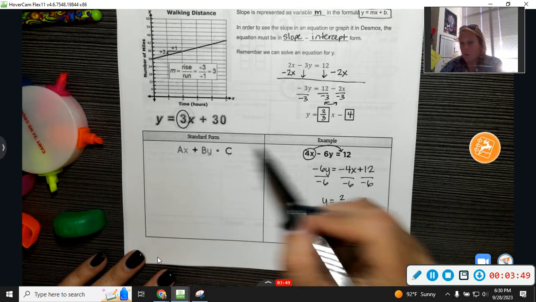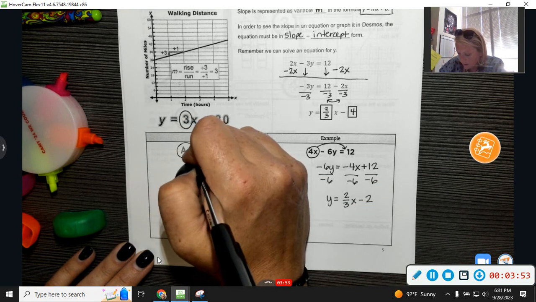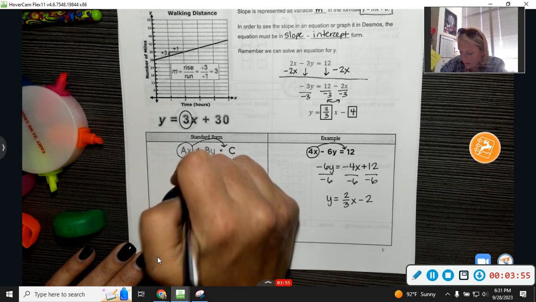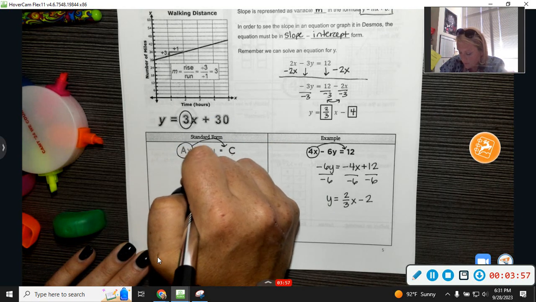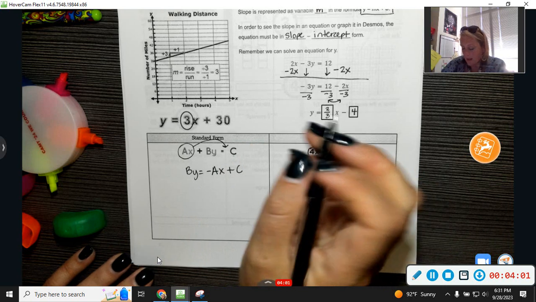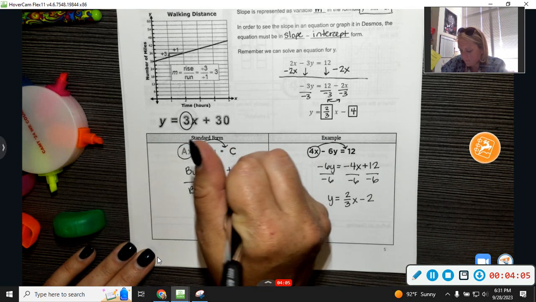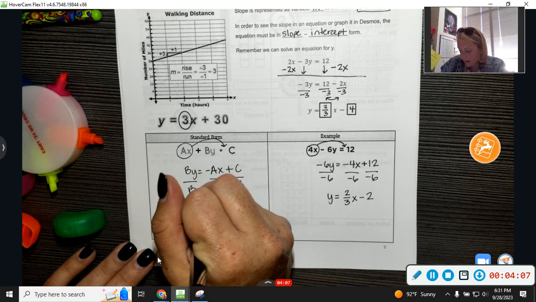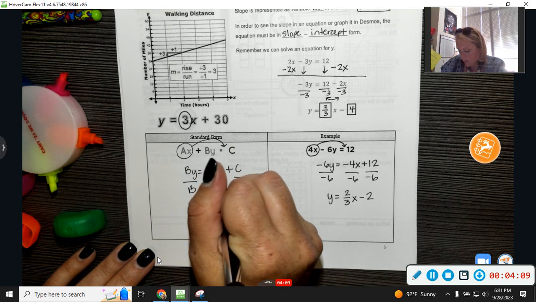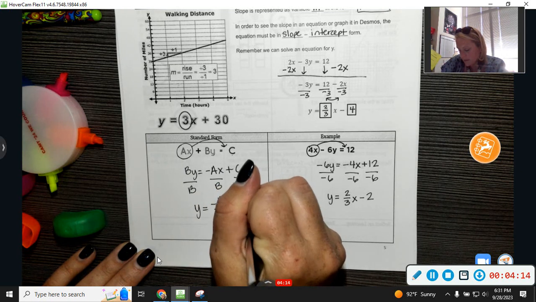It doesn't matter what these are, if they're positive, if they're negative, but this is changing, and it's moving over here. So by equals negative ax plus c, and then we divide by b. And I get y equals negative a over b x plus c over b.